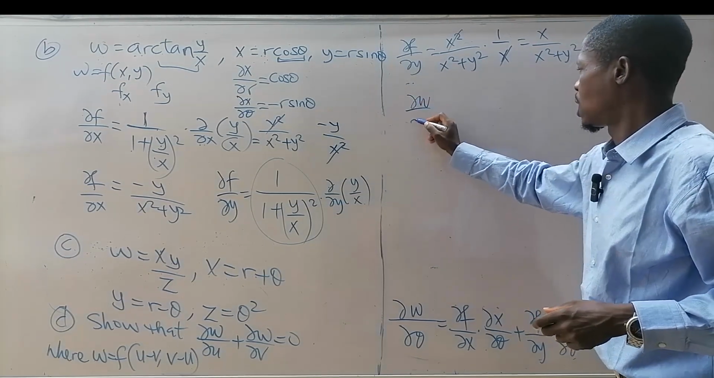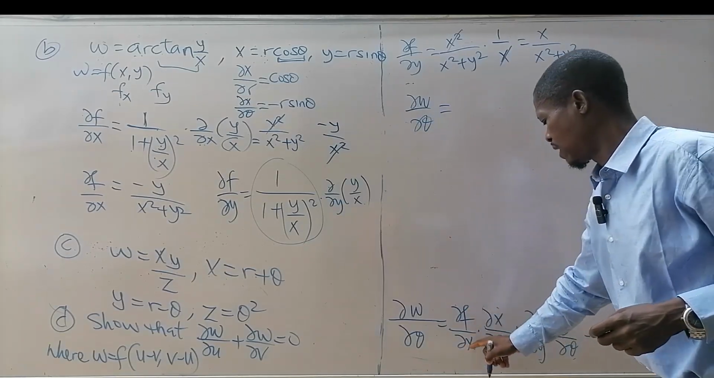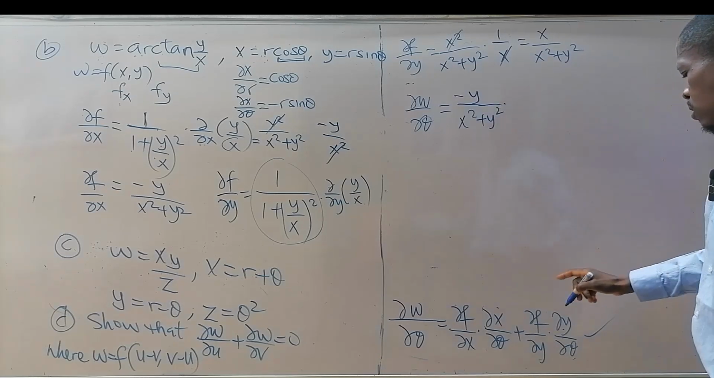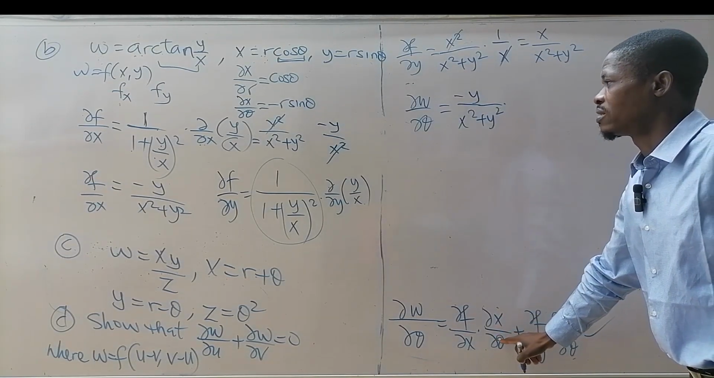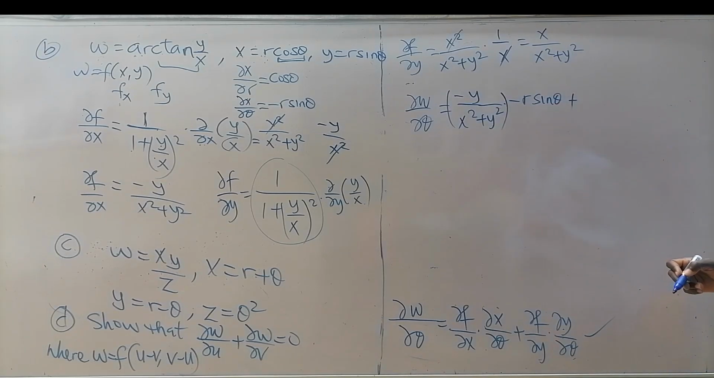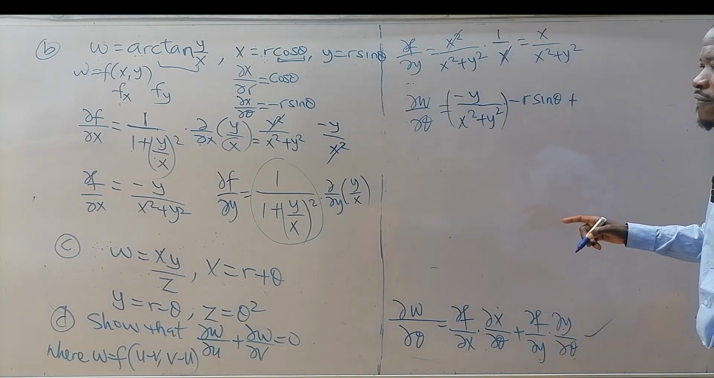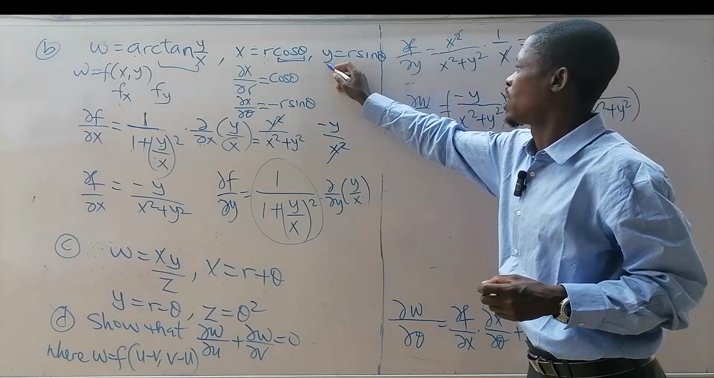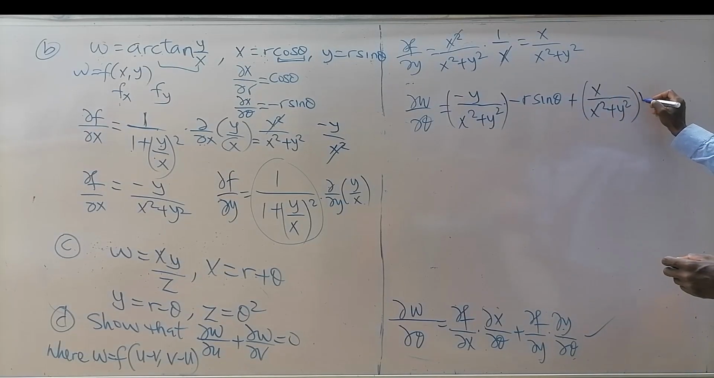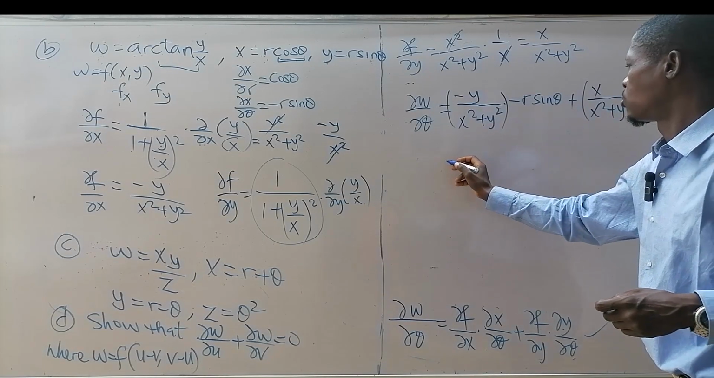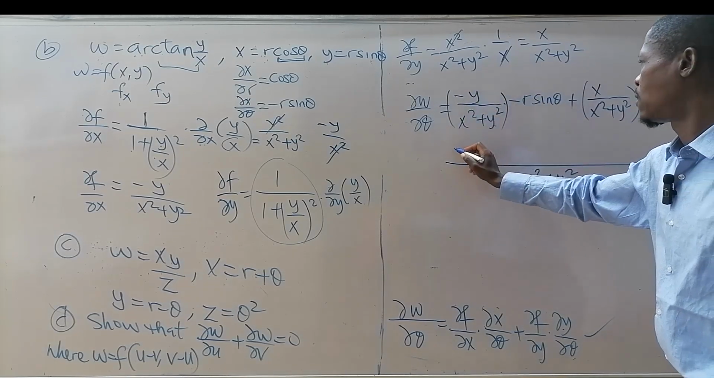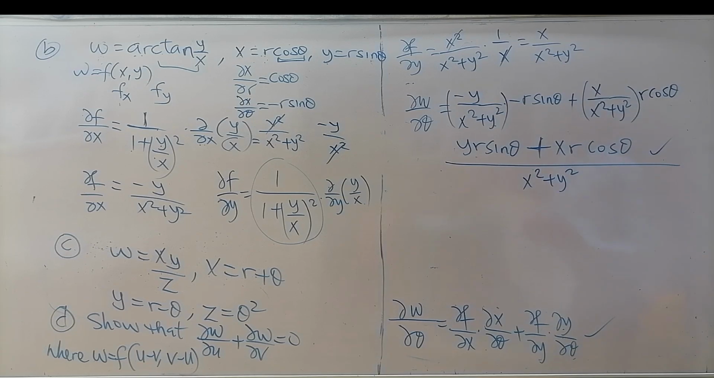Del W del theta is del F del X, I have the value for that, times del X del theta, then plus del F del Y, I have the value for that, which is this, times del Y del theta. That's r cos theta. So then do the algebra, and that will be equal to, the denominator is the same. So we're going to have minus times minus. That's that for the second case, and that's the end of question B.